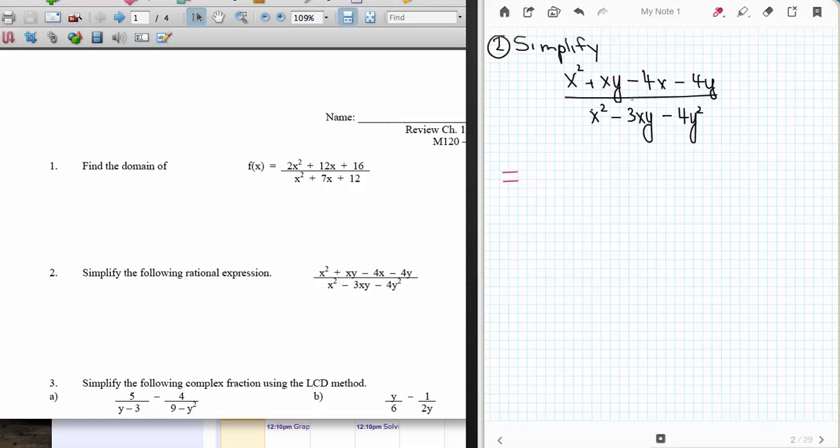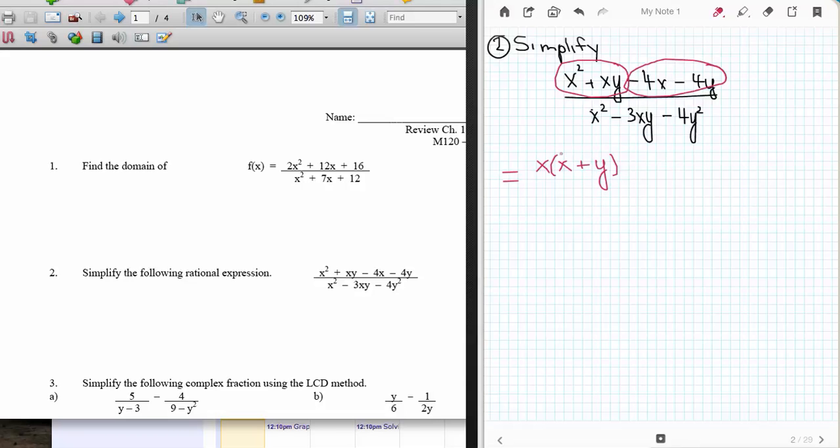Up here in the numerator, what I have is a 4-term polynomial. So I'm going to attempt it by factoring by grouping, because that's how I attack 4-term polynomials. So my first two have an x in common, so I'll take that x out. And when I divide x out of x squared, I get simply an x. And then when I divide x out of xy, what I am left with is a y.